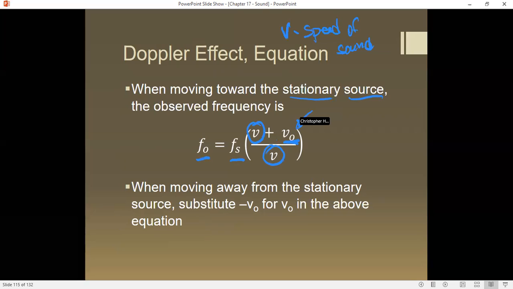Now, the frequency goes up. This sign right here is positive if we are moving toward the source. Okay, we're going to shift the frequency up. We're going to hear a higher frequency. We change that to a negative when we're moving away from the source.